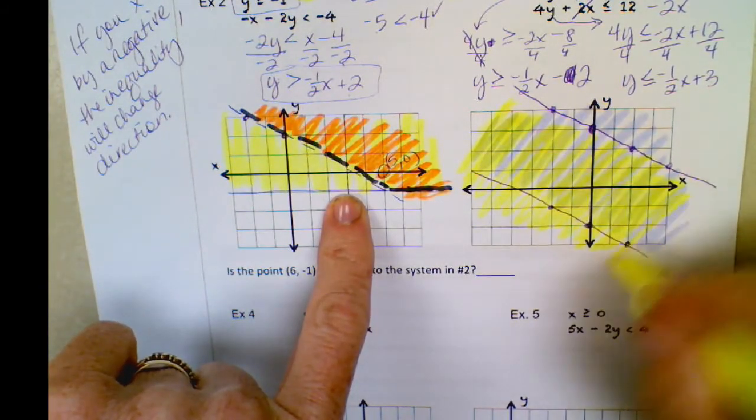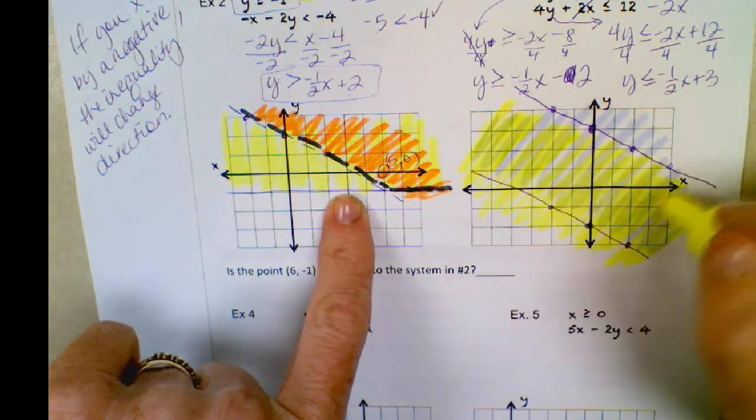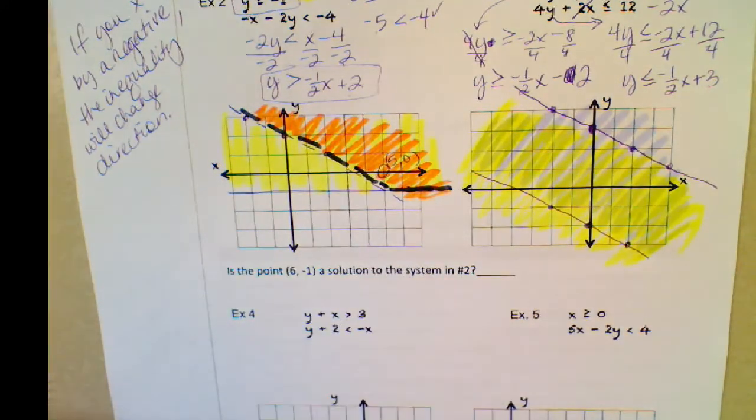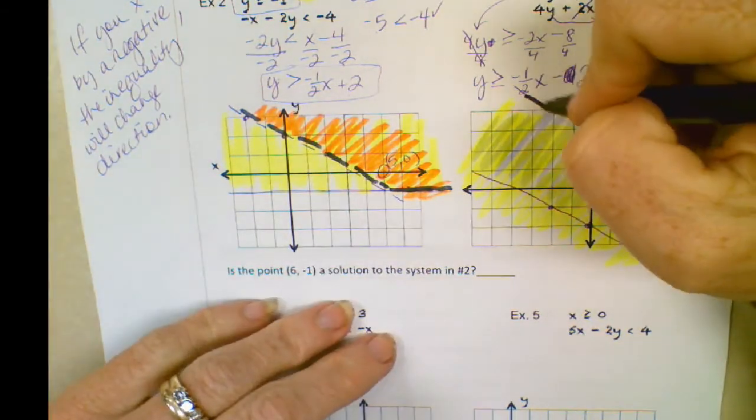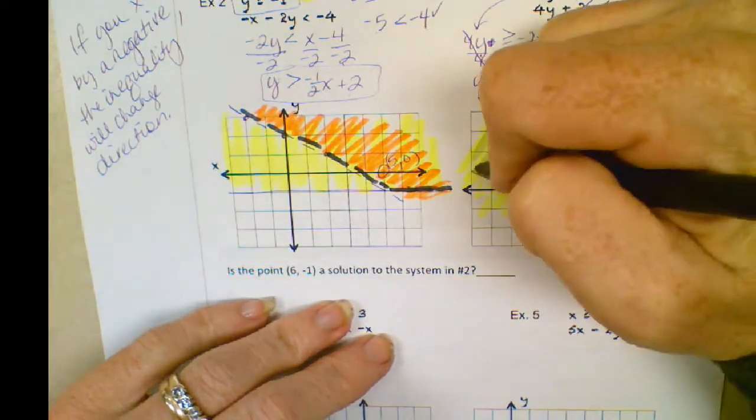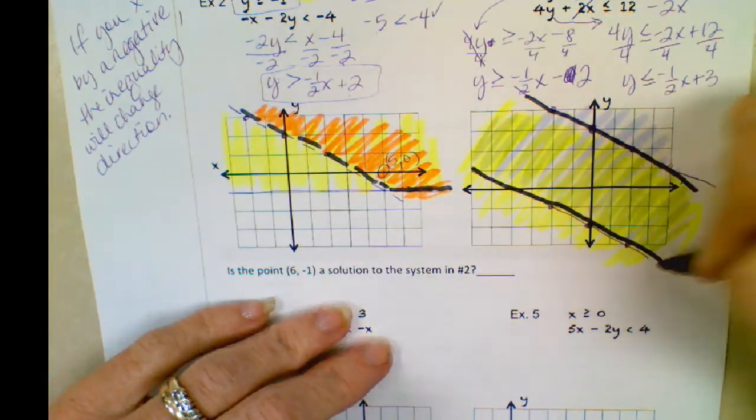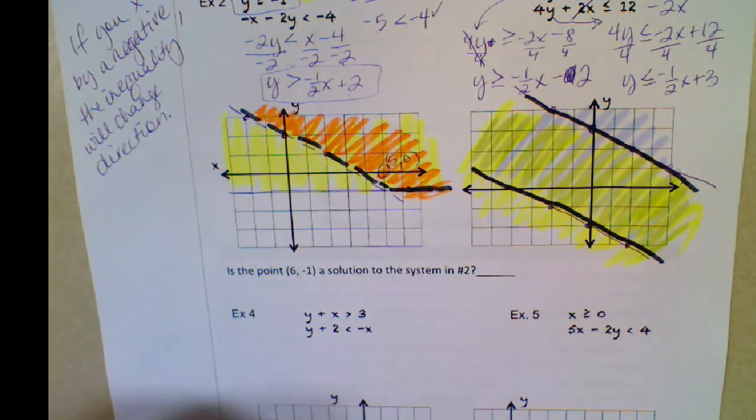In this case, that little channel in between is going to be my solution set. Again, if you want to outline it with a darker pen so you can see where your solution set is at, I think that's a great idea. Any number in there will satisfy both of those equations.